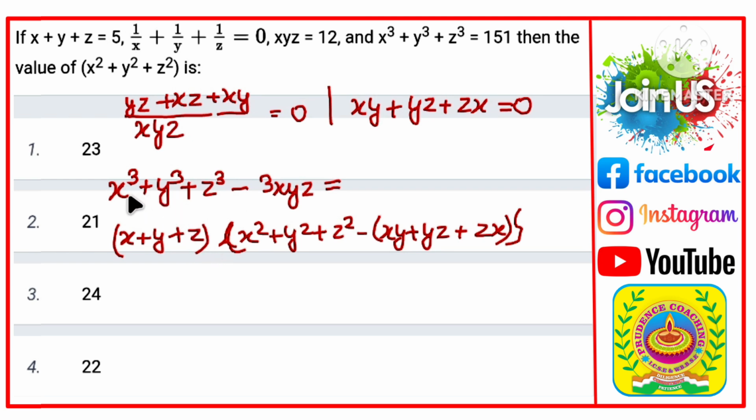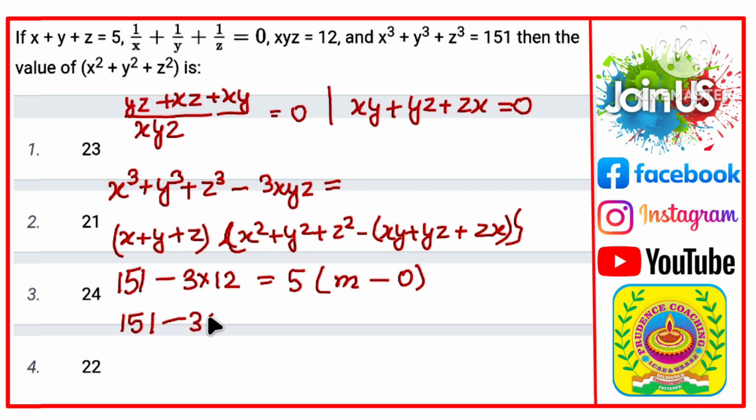So here if we put the value, this thing is given to be 151. So 151 minus 3 into xyz. xyz is 12, so multiply by 12 equal to here this thing is given to be 5. So 5, start the bracket. Here this one you need to find out, so let it be m, minus this thing. Just now we have concluded this is 0. So 0. Now if we solve, we are getting 151 minus 36 equal to 5m.